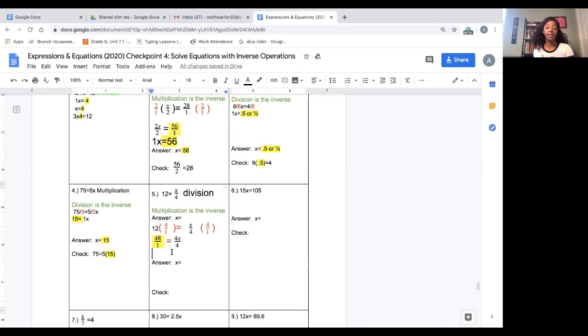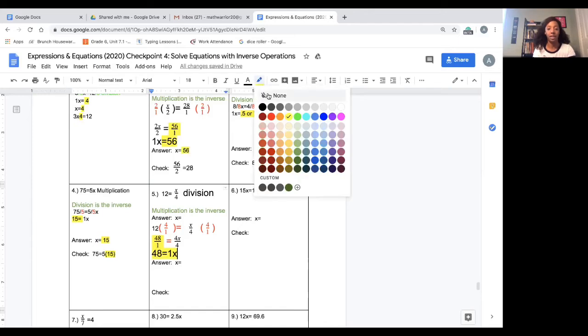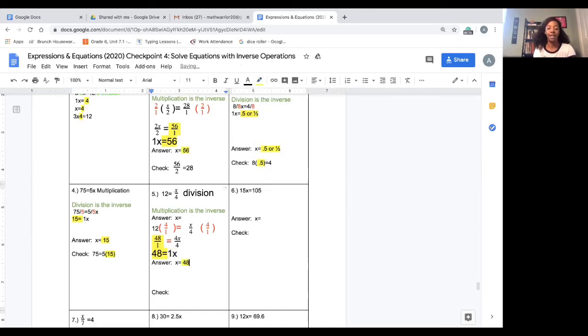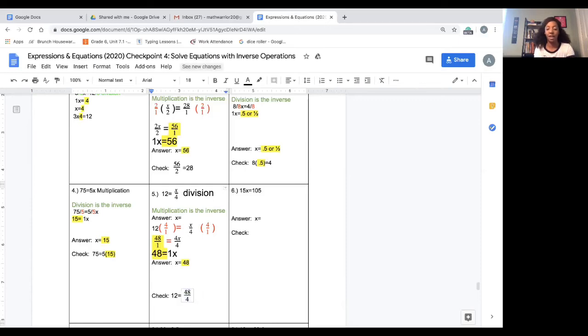I know that 48 divided by 1 is going to give me a final answer of 48. 4x divided by 4 is 1x. X equals 48. Let's check our answer by plugging it back into the problem. 48 divided by 4 is 12. So I know that I got this answer correct.